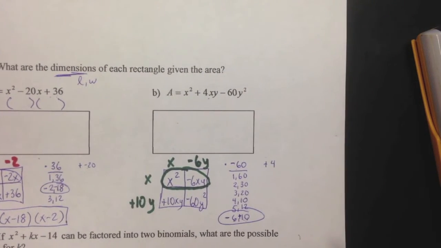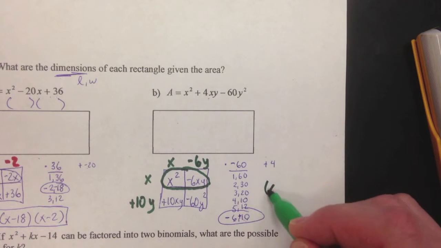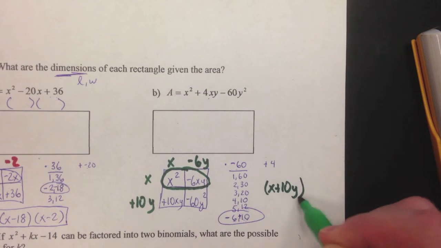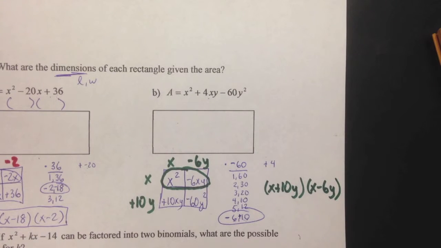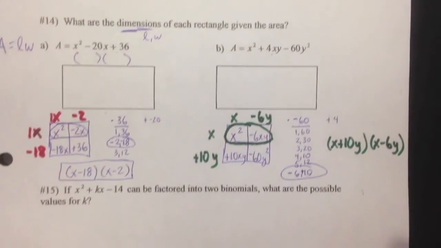So my two dimensions that I'm going to write down, I have x plus 10y times x minus 6y. Now again, look at our factors, our winning combination, negative 6, positive 10. There's my plus 10y, there's my minus 6y. It's a nice little shortcut that you can use.